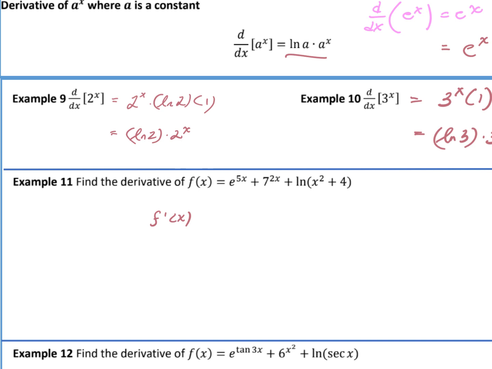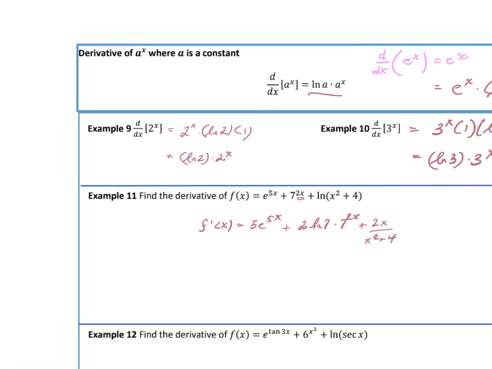Okay. All right, so I can do each of these separately. So we get 5e to the 5x. So I'm just simply doing derivative of the exponent and then times the original. This one, you've got the original, this is the derivative, and then ln of 7. So it's going to be plus 2 ln of 7 and then times 7 to the 2x. And then this one, we're going to do u prime over u. So we're going to get 2x over x squared plus 4. Okay? And that's the derivative.